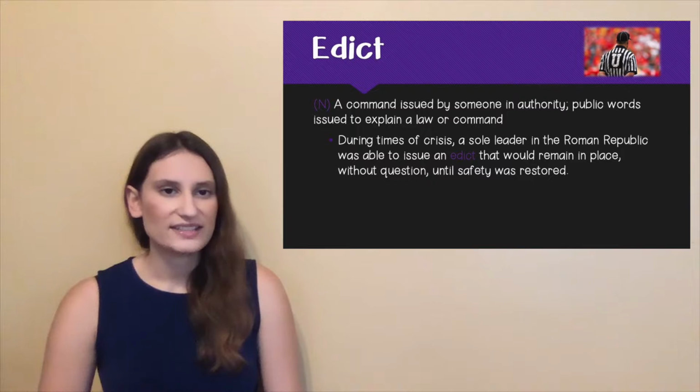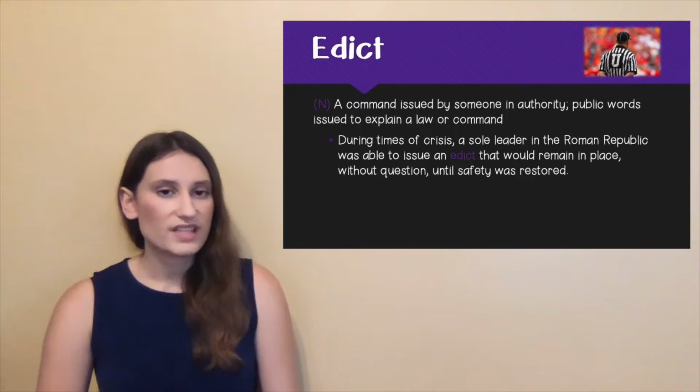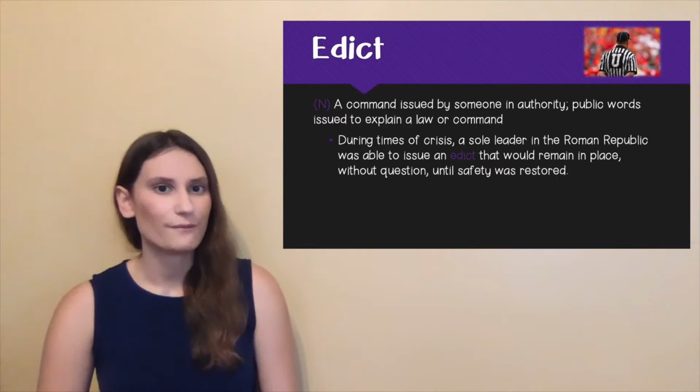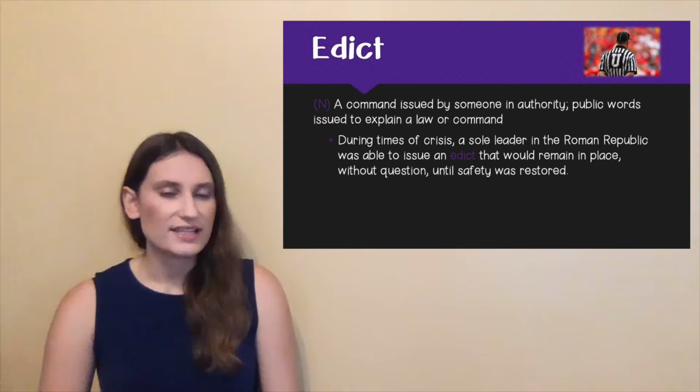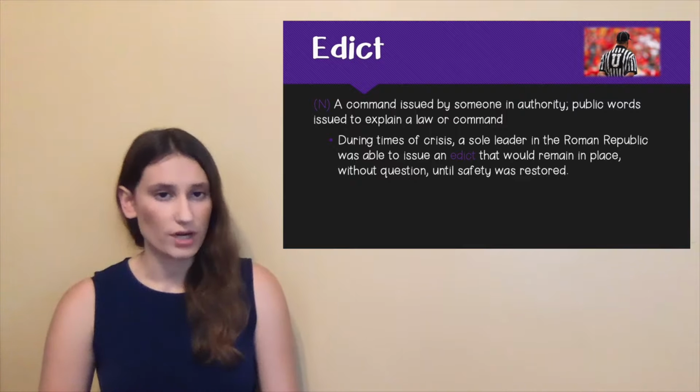Next, we have edict, which is a noun. A command issued by someone in authority. Public words issued to explain a law or command. You will often see this in reference to things in history. During times of crisis, a sole leader in the Roman Republic was able to issue an edict that would remain in place without question until safety was restored.